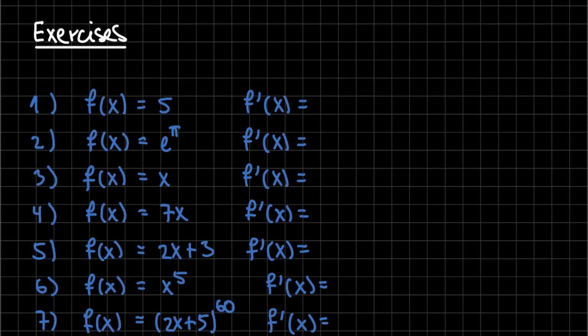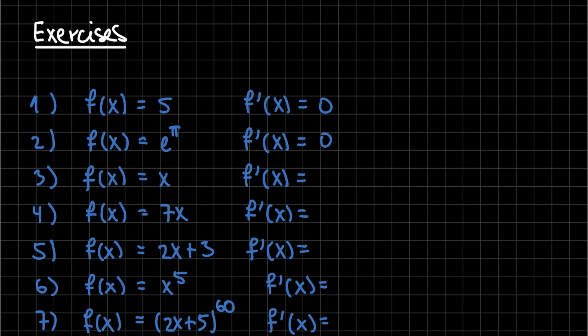Okay, so the first example is f of x equals 5. Now 5 is just a constant, it's independent of x. So using the constant rule, we know that the derivative is just 0. The next function is f of x equals e to the power of pi. And I don't use the power rule just because you see a power. That's only for when you have x in the base. Here e is just a constant, and so is pi. So e to the power of pi will also just be a constant, making the derivative 0.